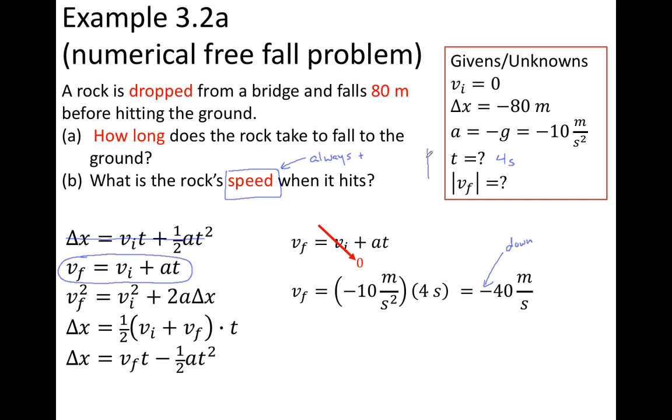Remember, we had identified up as our positive direction, and so when the rock hits the ground, it's obviously moving down, so we should expect that the velocity is negative. But when we're asked for speed, we don't want to report speed as a negative number. We just simply take the absolute value, and the absolute value of negative 40 is 40 meters per second.